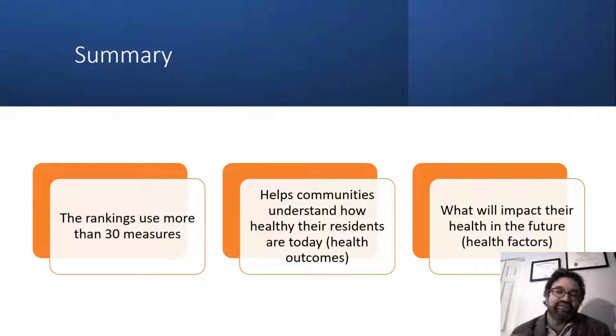Well, it helps communities understand exactly how healthy their residents are today. So, for instance, what are some of the health outcomes? And then the third part is understanding exactly what the factors are. So what will be the impact on their health in the future?